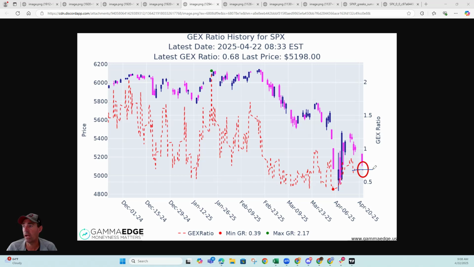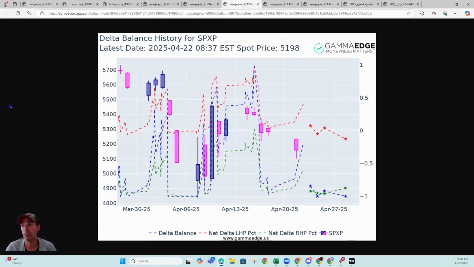It is flat right now, indicating there's really no change in the overall GEX ratio. So it's really a stalemate via call and put speculators at the moment. And obviously put speculators maintain control, being below 1.